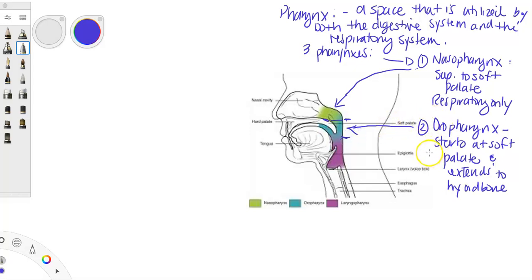All right, and the oropharynx is going to kind of mix respiratory and digestive, because here's your oral cavity. Food's going to come in here, and you've got this space here that's going down towards the trachea. So you've got air here and food here. So oropharynx has both.